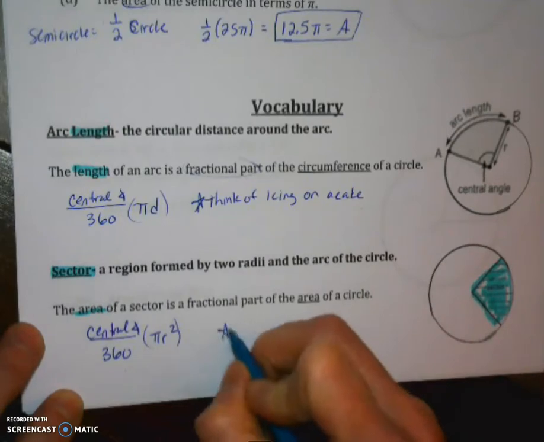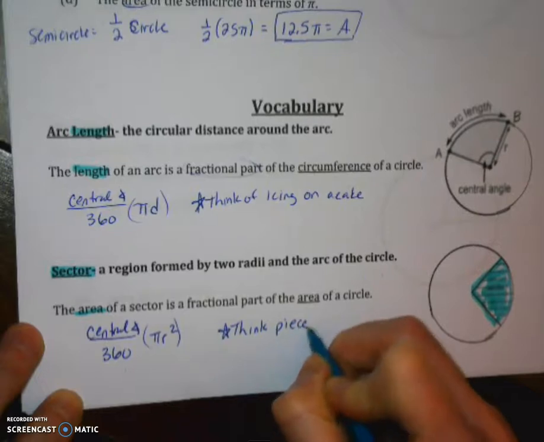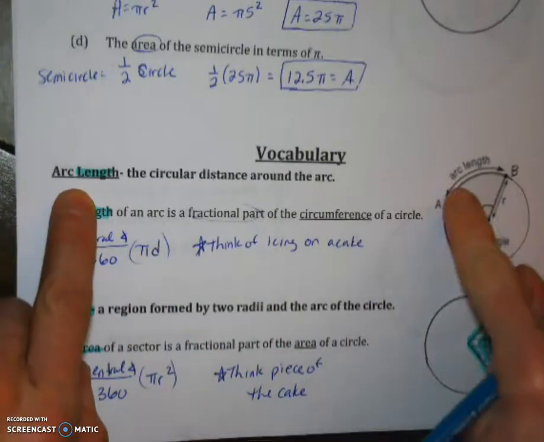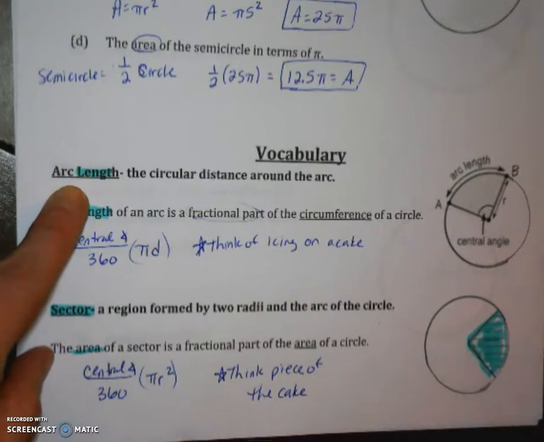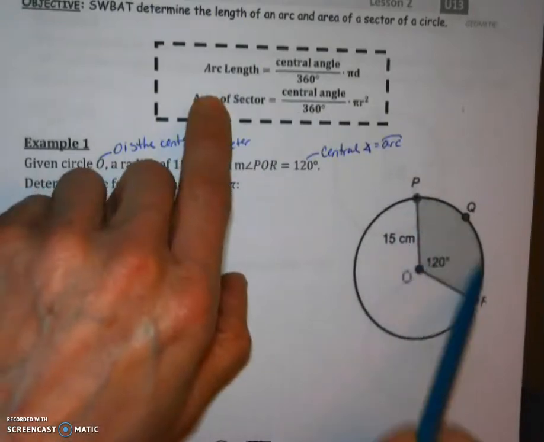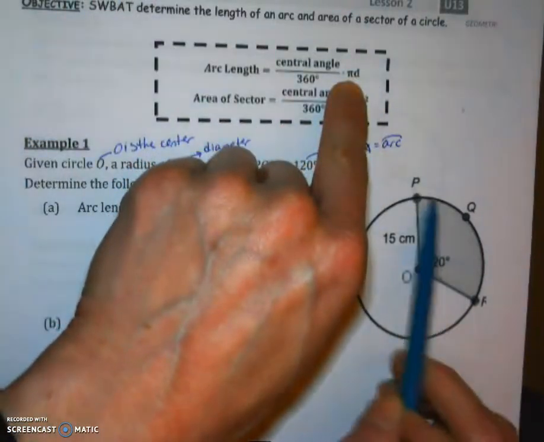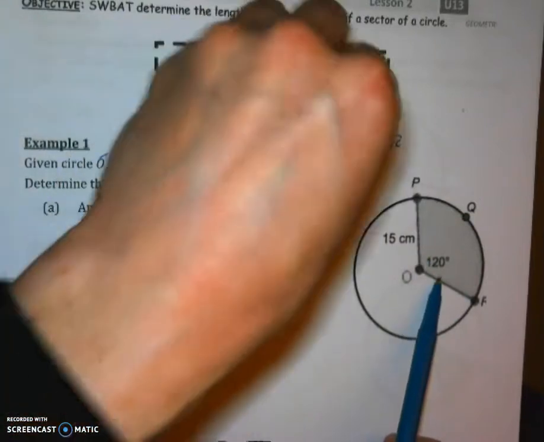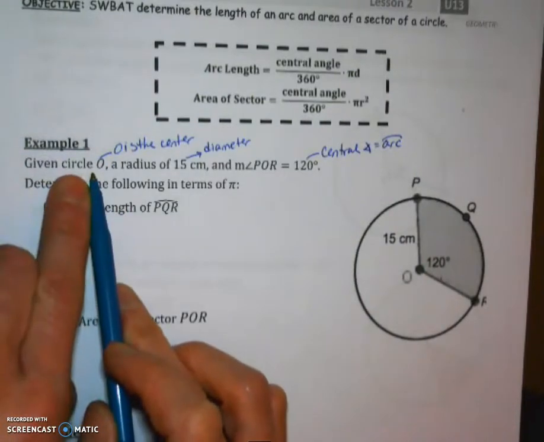So maybe this one you want to think of having a piece of the cake. Okay, so when we talk about the arc length, we're talking about the outside. When we talk about the area, we're talking about the whole entire piece. And here are those formulas we just talked about. The arc length, right? The icing on the cake, the outside, is going to be the measure of the central angle divided by 360. So the fractional part times the circumference. And the area of the sector is going to be, again, that central angle divided by 360, the fractional part times the actual area. So here it says given circle O, so what do we know right away?